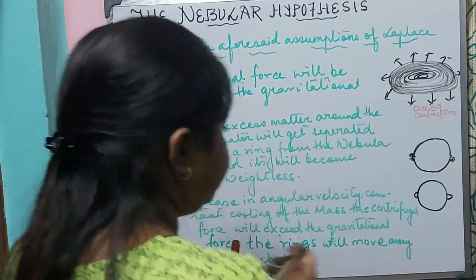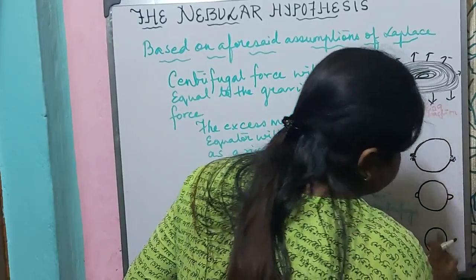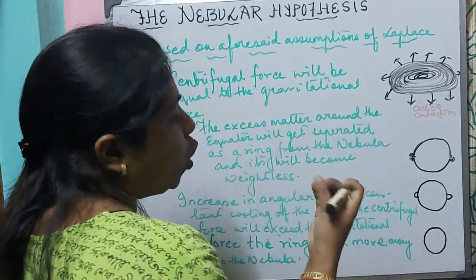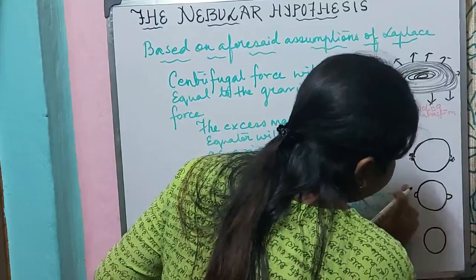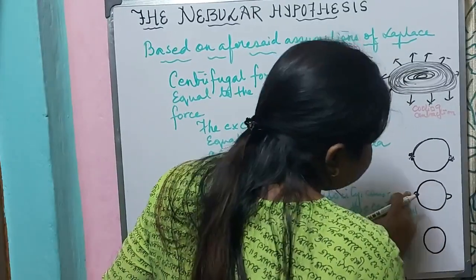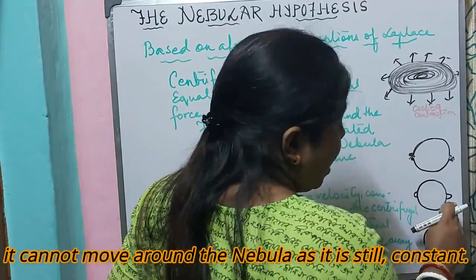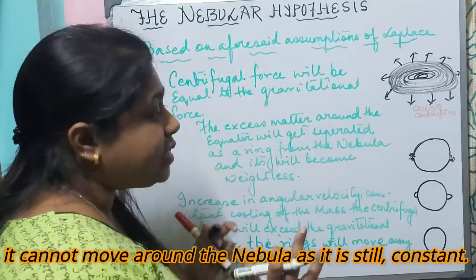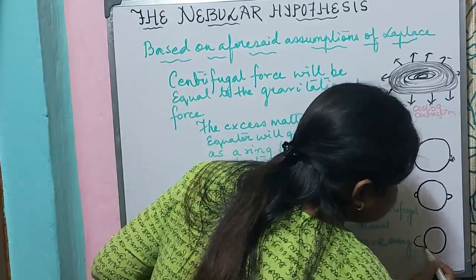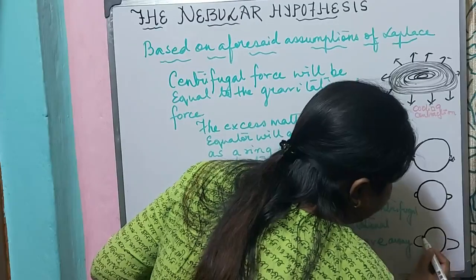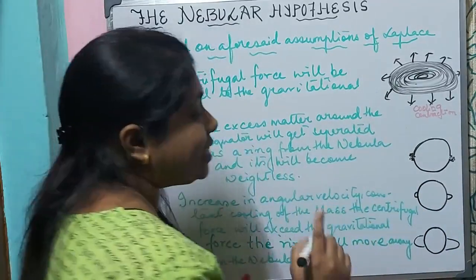Now how will it happen? This is the nebula. In this nebula, there's a nucleus. It is constantly cooling down. It is still cooling down, and this outer ring is also cooling down, and we can see that contraction is happening, so it cannot move around the nebula. So what will happen? It will get separated from the main nebula and it will move around the nebula, and it will be only one ring which will get separated.